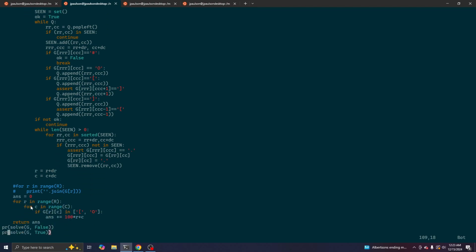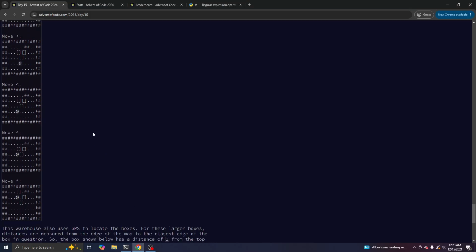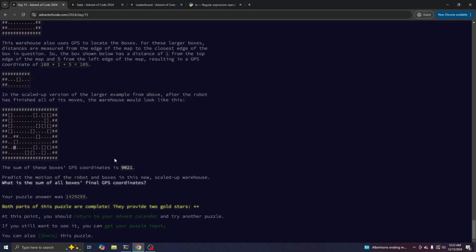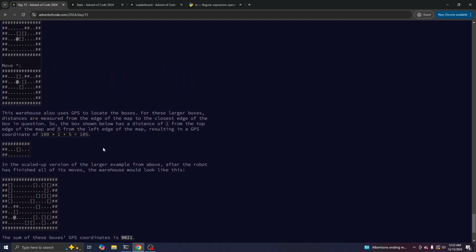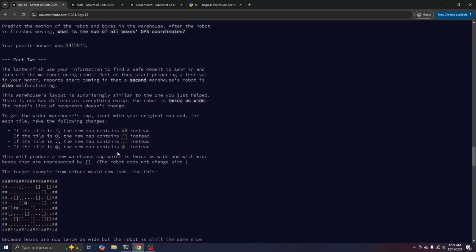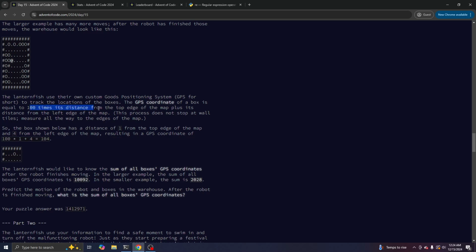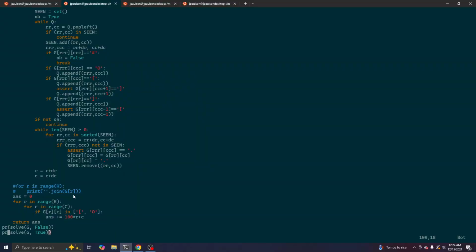And then after we've done all the moves, we can go through all the boxes, and it says to measure from the top left. That means that the left side of the box is always the closer one to the top left. And it says that the score for a box is 100 times the row plus the column. So add that up for all the boxes, and that's the answer.